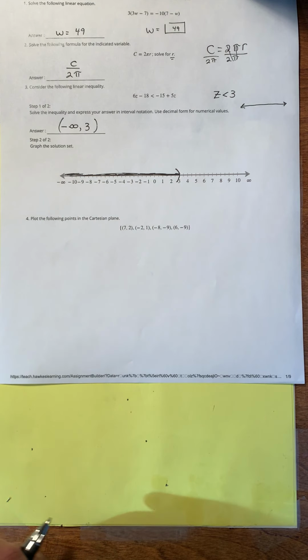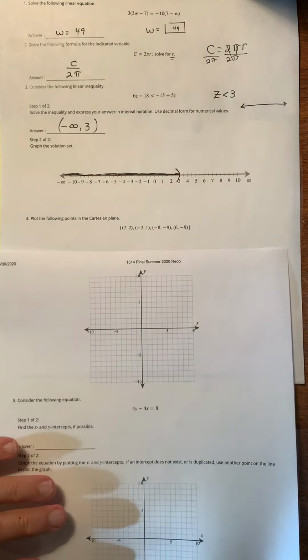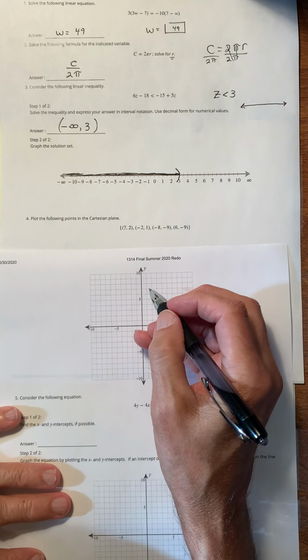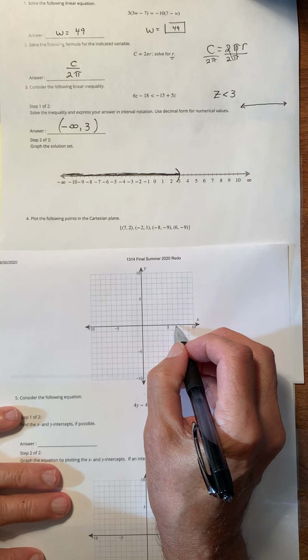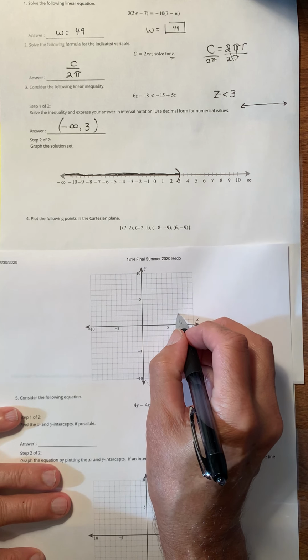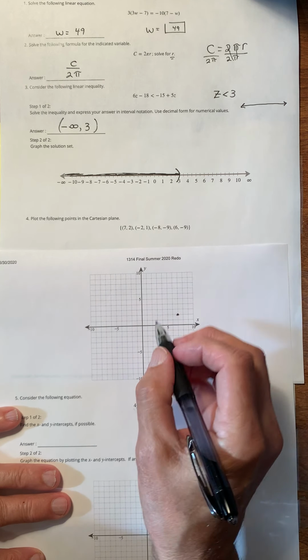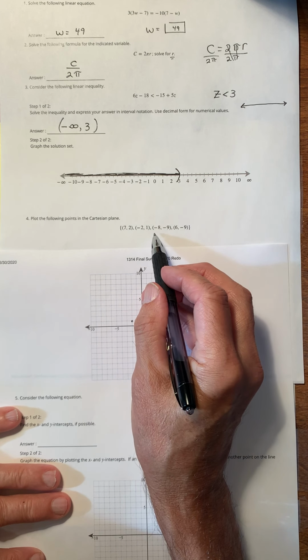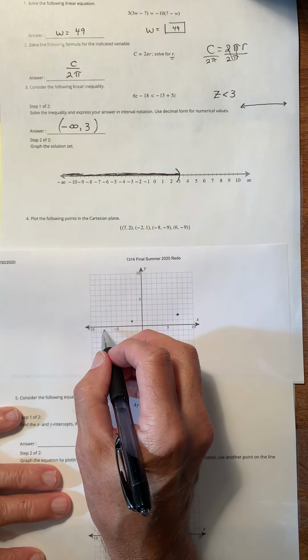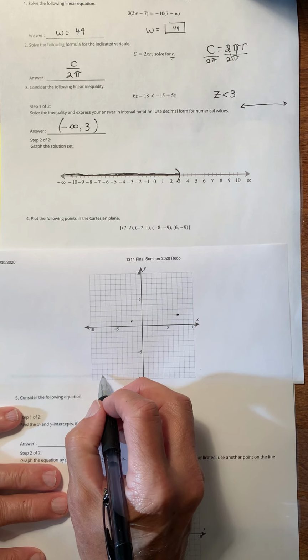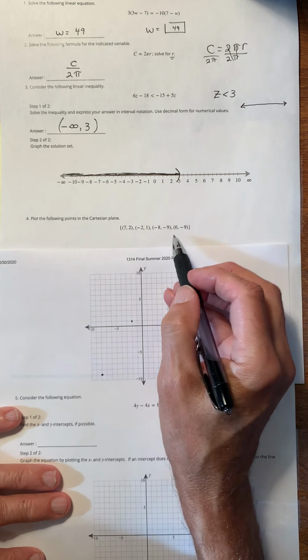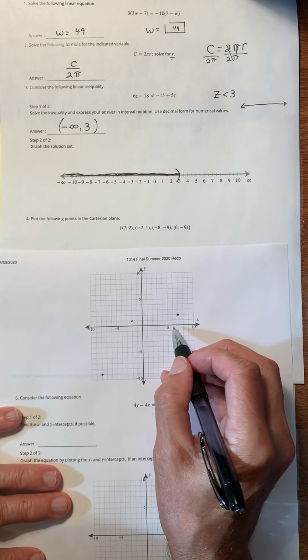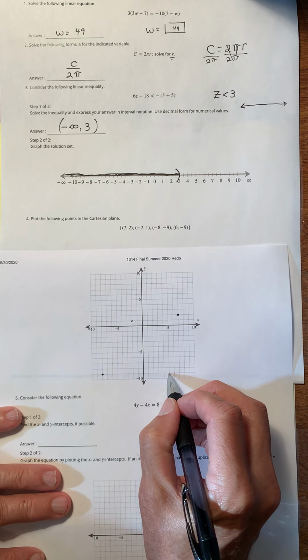Plot the points on the Cartesian coordinate plane, to which you're probably going to say, really? That's pretty easy. So all you've got to do is find 7, 2; 5, 6; 7, 1; 2. Find negative 2, 1. Find negative 8, negative 9. And 6, negative 9.